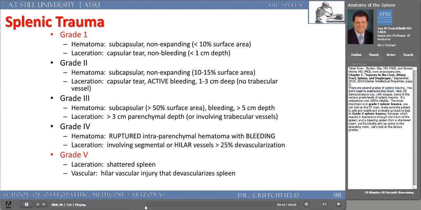The most important one to know is that in grade 1 splenic trauma, you can look at the CAT scan, make sure that the patient is safe and stable, and probably go back to bed. A grade 5, however, which results in splenic lacerations through the hilum and a bleeding spleen from a shattered organ, means you'll probably end up going to the operating room. Let's take a look at the various grades.